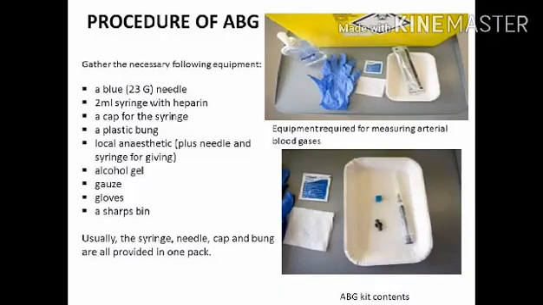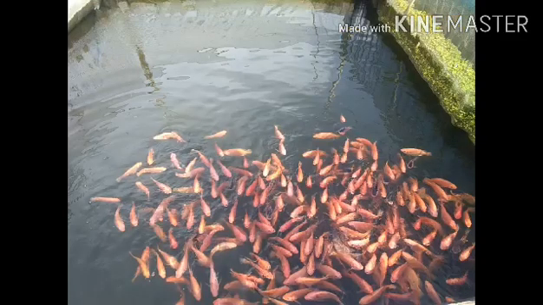Procedure of ABG. Gather the following necessary equipment: a blue 23G needle, a 2 ml syringe with heparin, a cup for the syringe, a plastic bung, local anesthetic plus needle and syringe for giving it, alcohol gel, gauze, gloves, and a sharps bin. Usually the syringe, needle, cup, and bung are provided in one pack. Okay guys, let's watch my video performing arterial blood gas analysis.